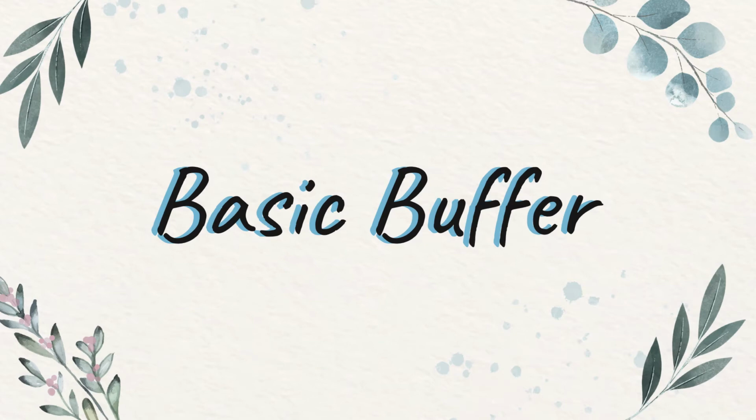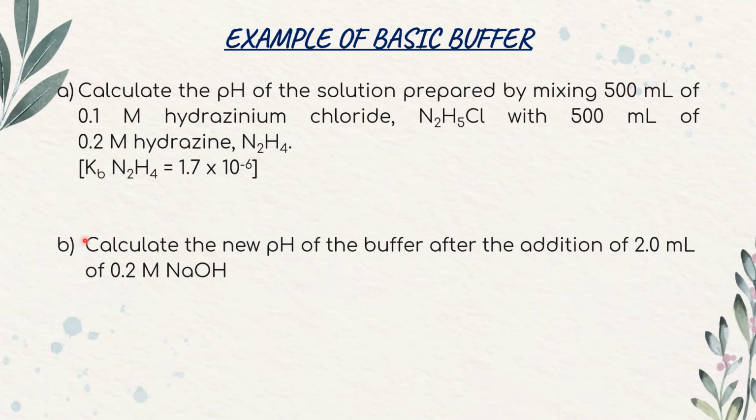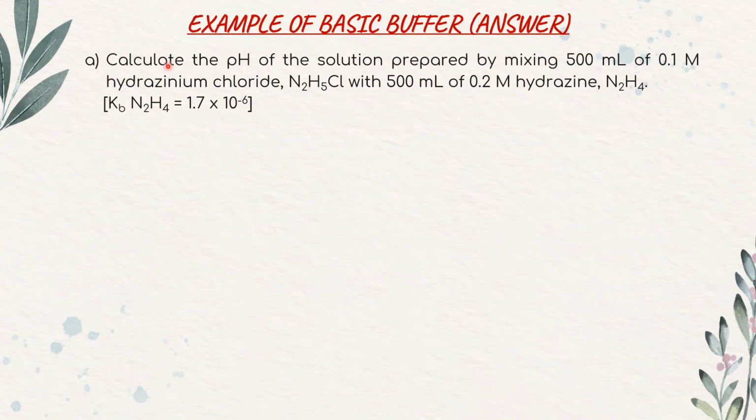Now, let's take a look at an example for a basic buffer solution. How does the calculation work for a basic buffer? These are the two questions for the basic buffer solution, so let's take a look one by one. Question A: calculate the pH of the solution prepared by mixing 500 ml of 0.1 molar hydrazinium chloride, N2H5Cl, with 500 ml of 0.2 molar hydrazine. Let me highlight the information that we have here.